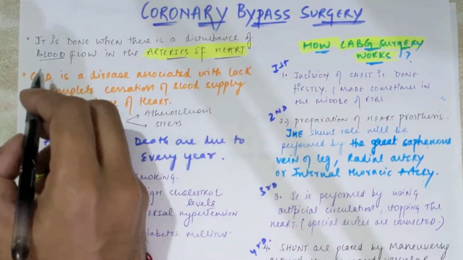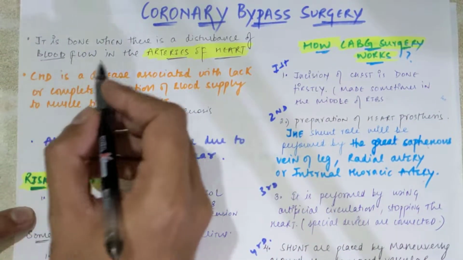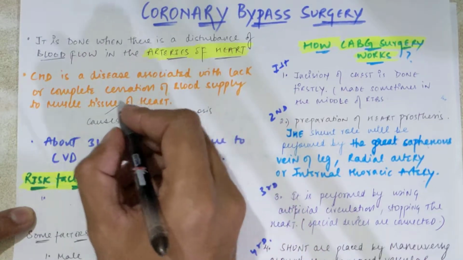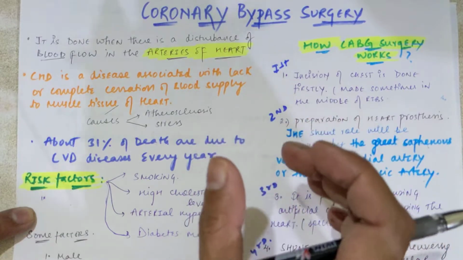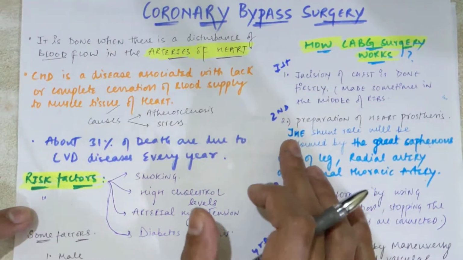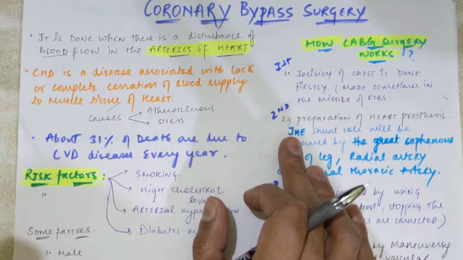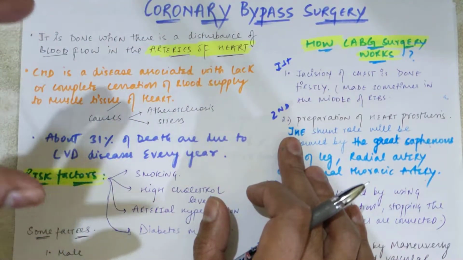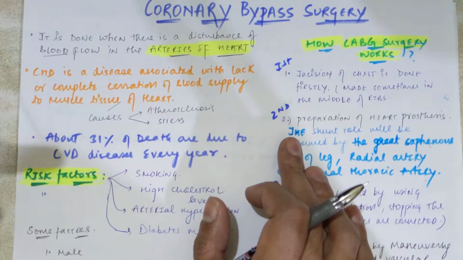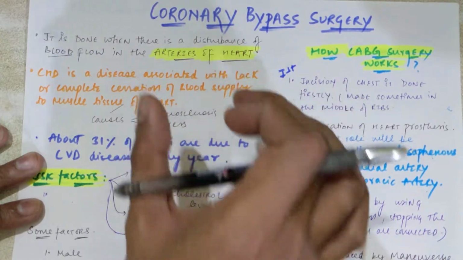Now CHD, coronary heart disease, is a disease associated with the lack or complete cessation of the blood supply to the muscle tissue of the heart. So cardiovascular disease or coronary heart disease is the concept when there is a decrease in the blood flow to the muscles of the heart, that is the myocardium. So this is the main concept.